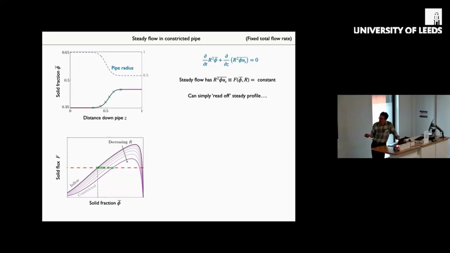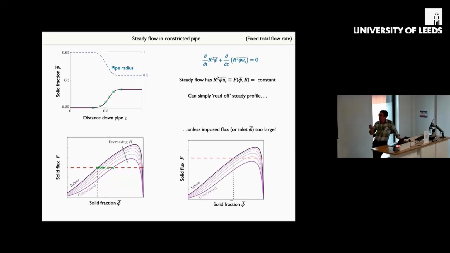So I can just read off what the solid fraction is by these green crosses as I go, as the radius changes. So those green crosses simply map out this profile here, which is a solid fraction profile. And in a steady state in this world, you pump it in at some value, 0.35, and in the constricted bit, it increases in order to conserve total flux. So that's fine. That kind of makes sense.